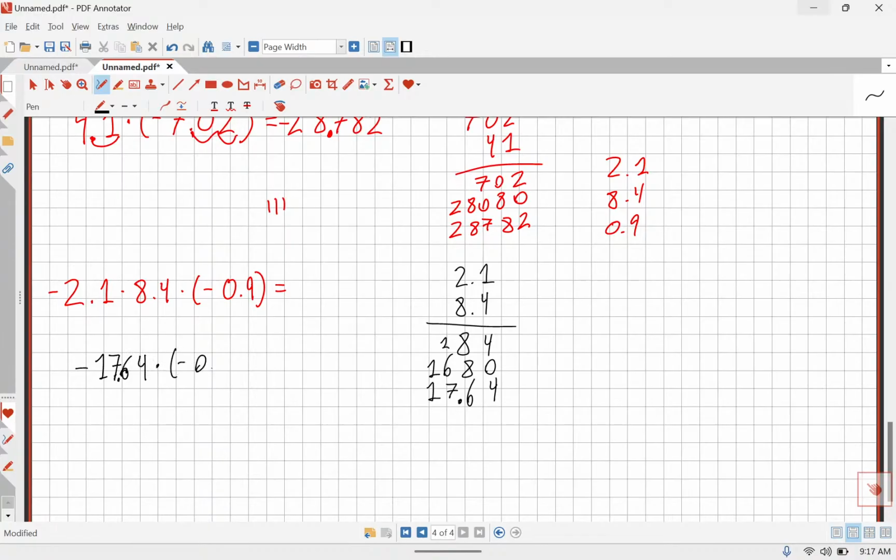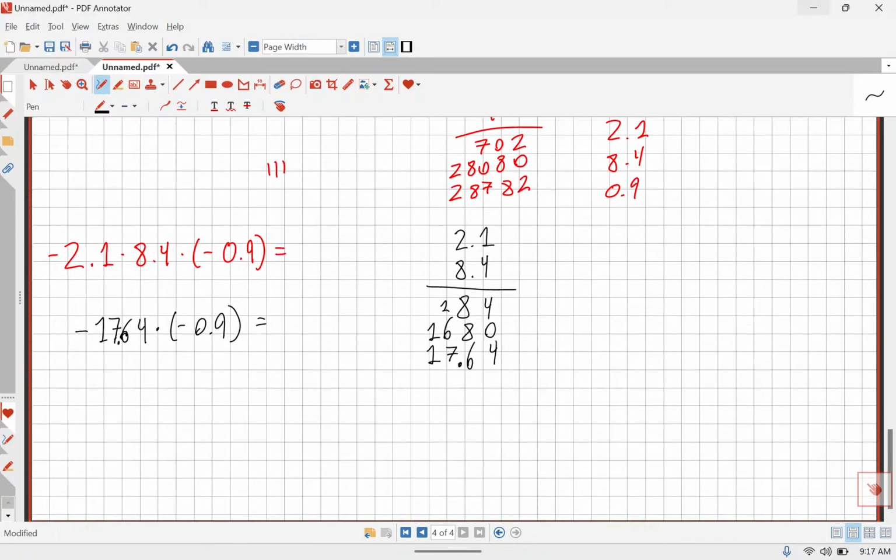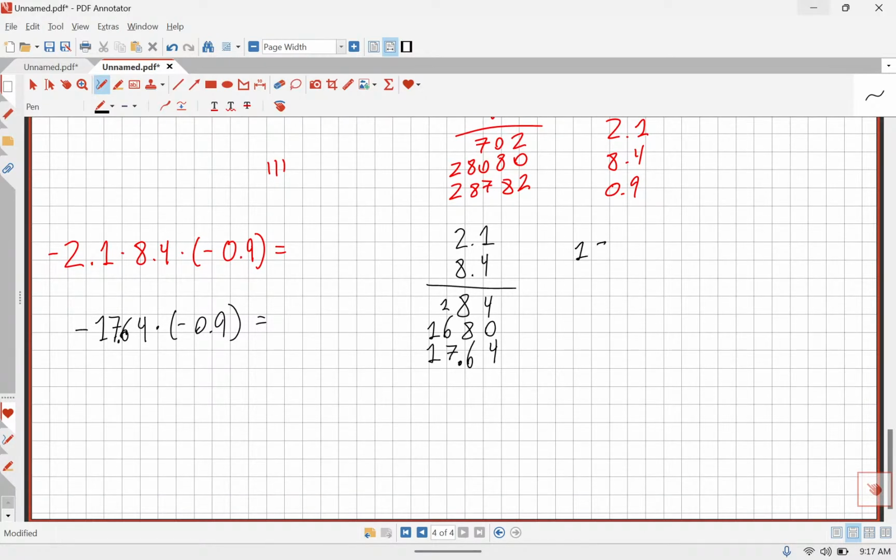So I just changed this problem into negative 17.64 times negative 0.9. And can we do that? Yeah, that's not a problem. I'm going to do that the other way. 1764 times 9, and I had to move the decimal 3 times. That's 36, 54, 55, 56, 57, 63, that's 68, 9, 10, 11, 12, 13, 14, 15. And then we move the decimal over 3 times. 15.876.